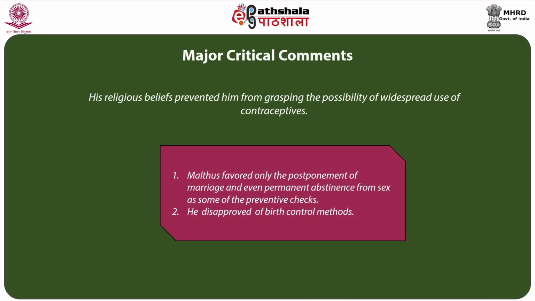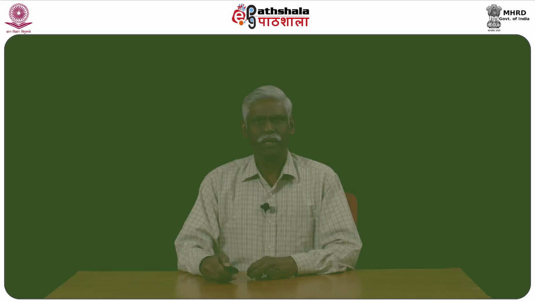His religious beliefs prevented him from grasping the possibility of widespread use of contraceptives. Number 1. Malthus favored only the postponement of marriage and even permanent abstinence from sex as some of the preventive checks, as he never expected that the use of contraceptives would have a tremendous effect in the control of population, and also where the modern way of living will be influenced so that the number of children will be greatly restricted by the couple by using various methods of contraceptives.